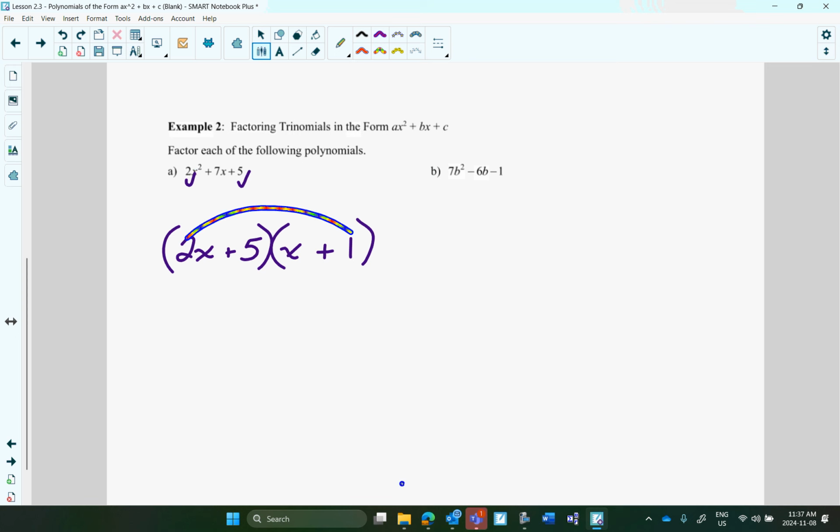2x times 1. Inside 5 times x. Together make... Works. Got it. We're pretty good at the guessing thing. Okay. Try the next one. Work with somebody if you need to.